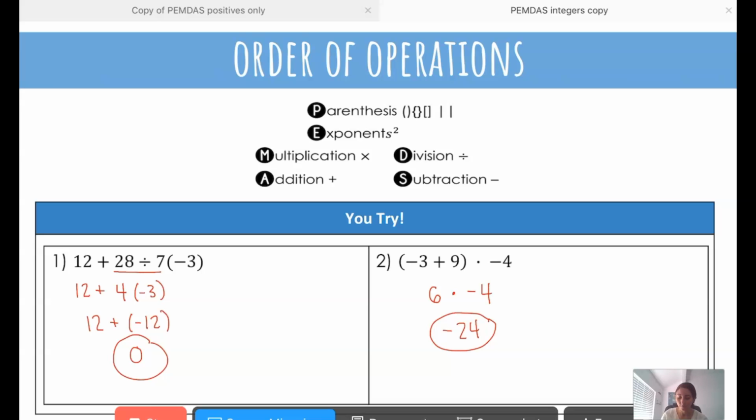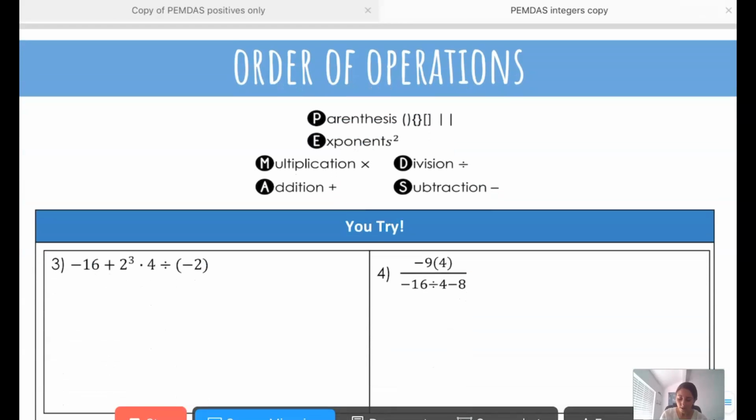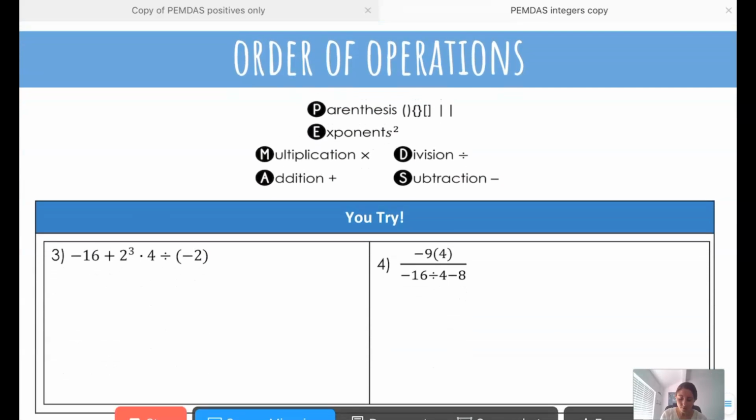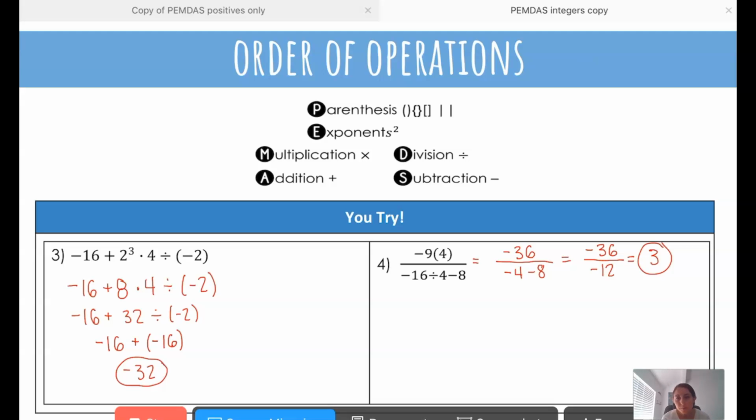All right, let's look at our last 2 problems. So give number 3 and number 4 a try and then hit continue when you are ready to check your answers. All right, take a moment, pause the video if you need to, check your answers with mine. If you got a different answer, make sure you go back, check your work, try again, and then check your work with my work to see where you made your mistake.